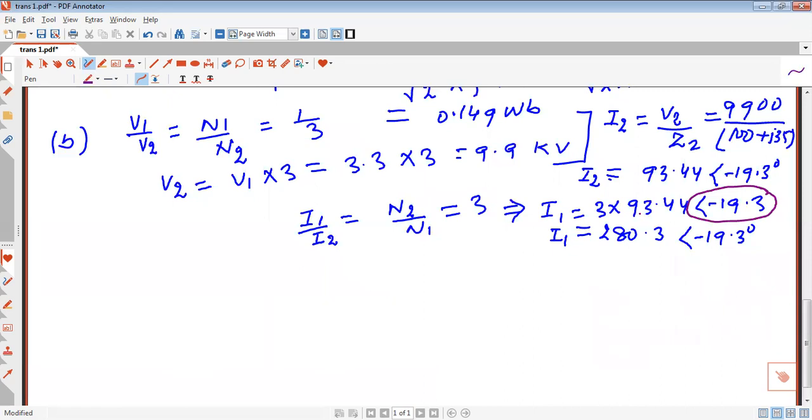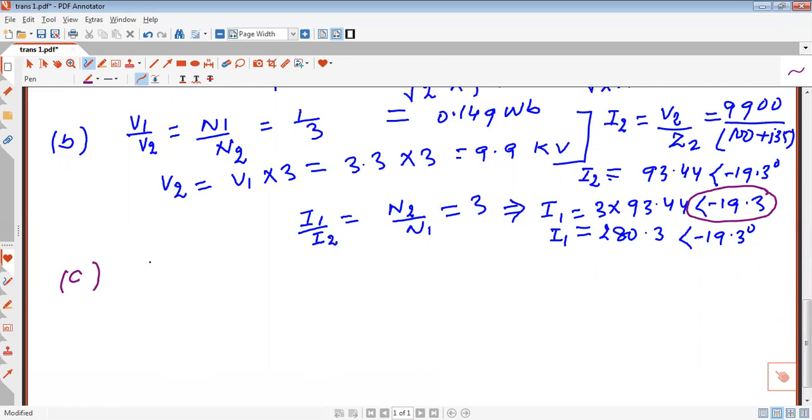So we have already calculated the value of primary and secondary current, and voltage is also calculated. Now in part C, we have to find the real and reactive power supplied by the source to the transformer primary. So part C is real and reactive power.